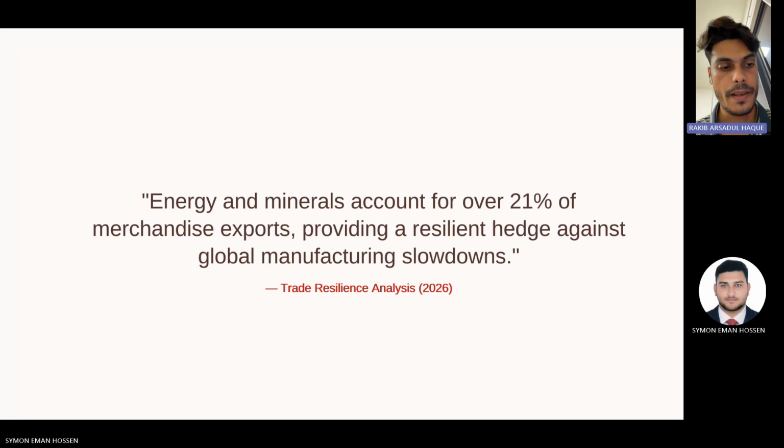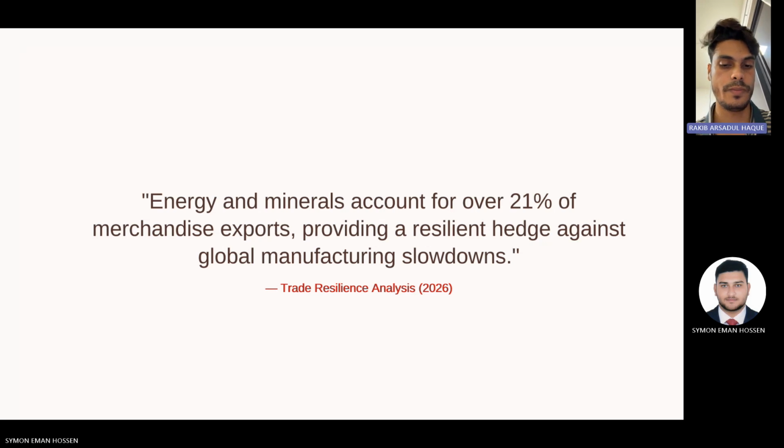Resource-led exports contributed 153 billion US dollars to the Canadian economy. The revenue is a primary driver of our trade surplus and provides the tax base necessary to fund our social programs.